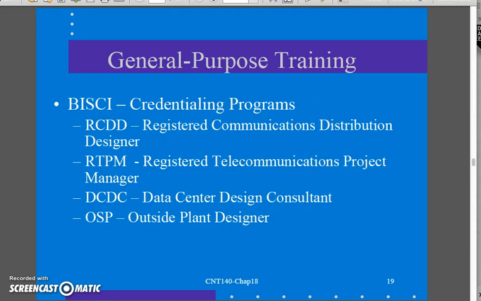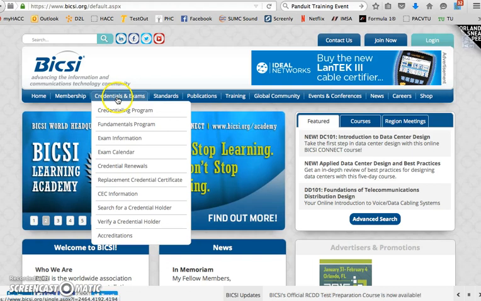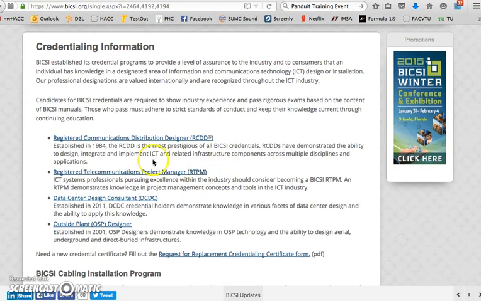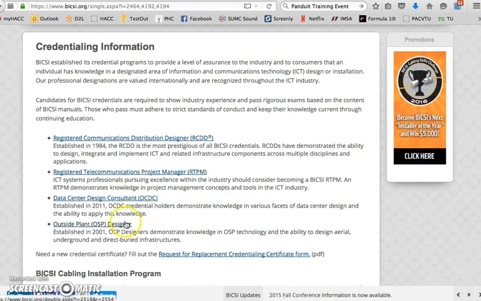They actually have a couple different credentialing programs. If I take a look at their site, I'm just going to pop up their site here real quick again. If I look at their credentialing programs, they have a couple here. They have one for registered communication distribution designer, so somebody aimed at designing systems, one dealing with project management, one dealing with data center design, and then outside plant designer. It's kind of some different tracks of training for cabling infrastructure systems.